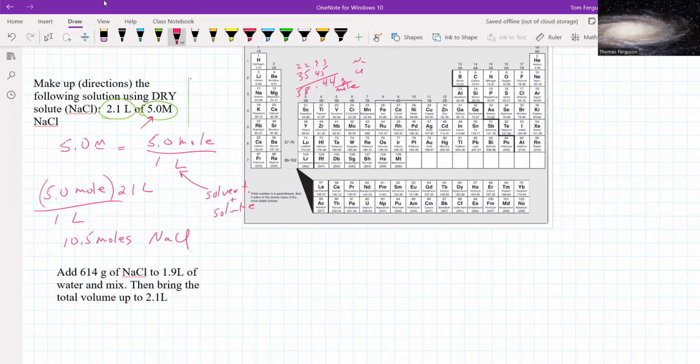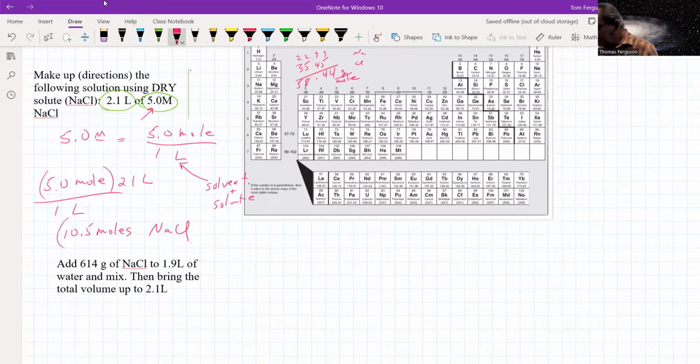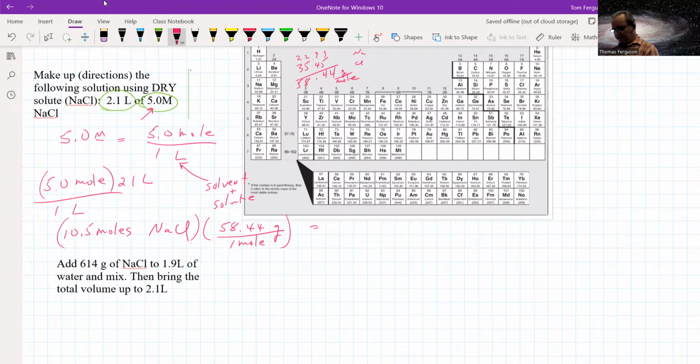Now, when I go to the store, can I buy moles of sodium chloride? What do I buy instead? Grams, exactly. So we need to convert the moles to grams. And I think I already did that up here. Yeah, 58. And that should be 614. Let's see if it is. Yeah, 614.